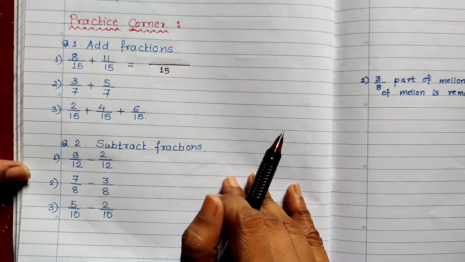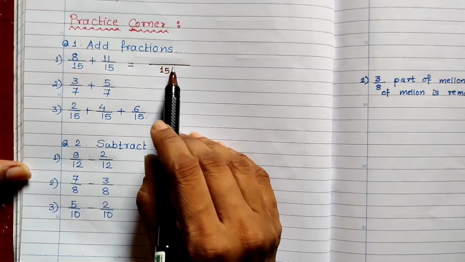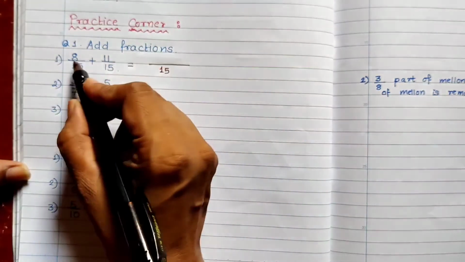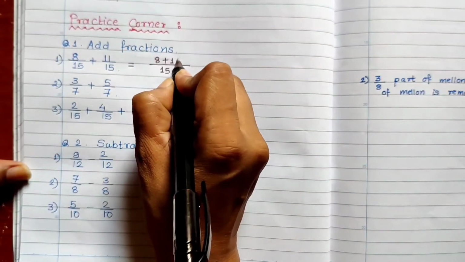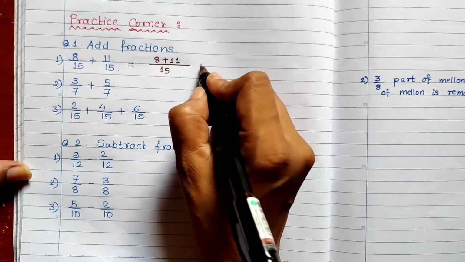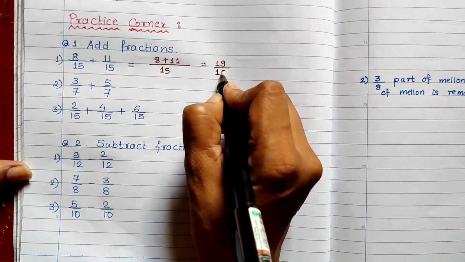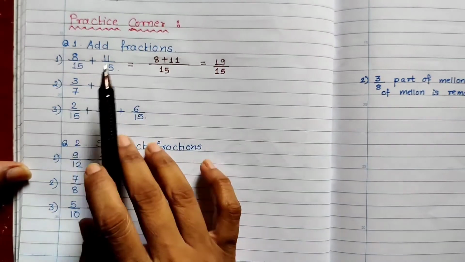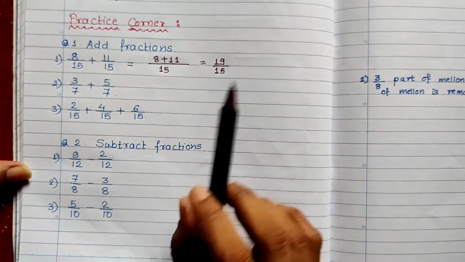So while adding the like fractions, what we have to do, we have to write the denominator as it is one time and we add the numerators in the numerator. 8 plus 11. What is 8 plus 11? It is 19 upon 15 as it is. I hope you all are understanding. We add numerators but we write the denominator as it is.